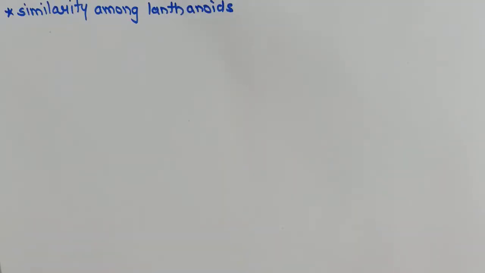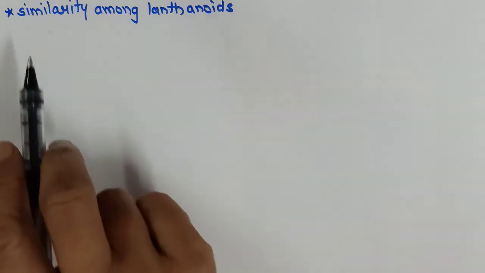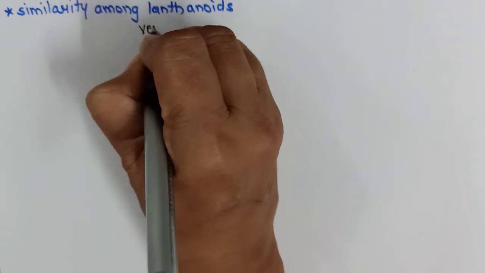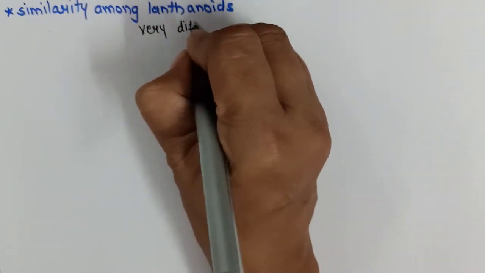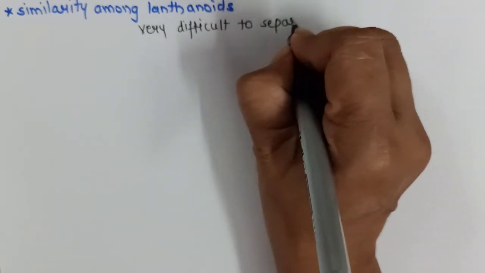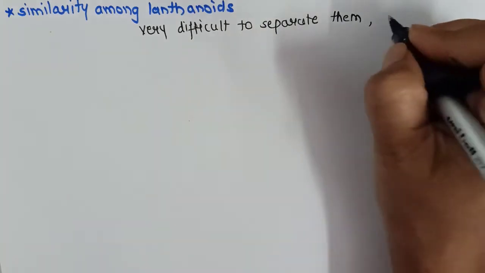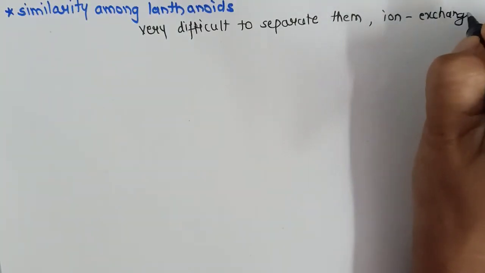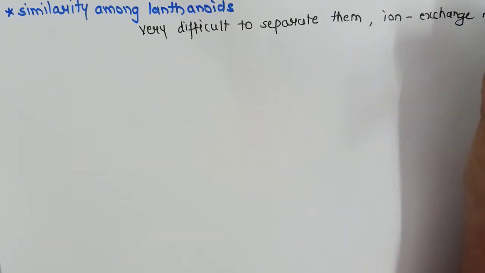So what we have seen, due to lanthanoid contraction, all the lanthanoid elements shown here are about the same size, and therefore their properties become similar. As a result, the lanthanides show similar properties. It is very difficult to separate them. So the only method available to separate them is the ion exchange method. Only this method can be used to separate them.